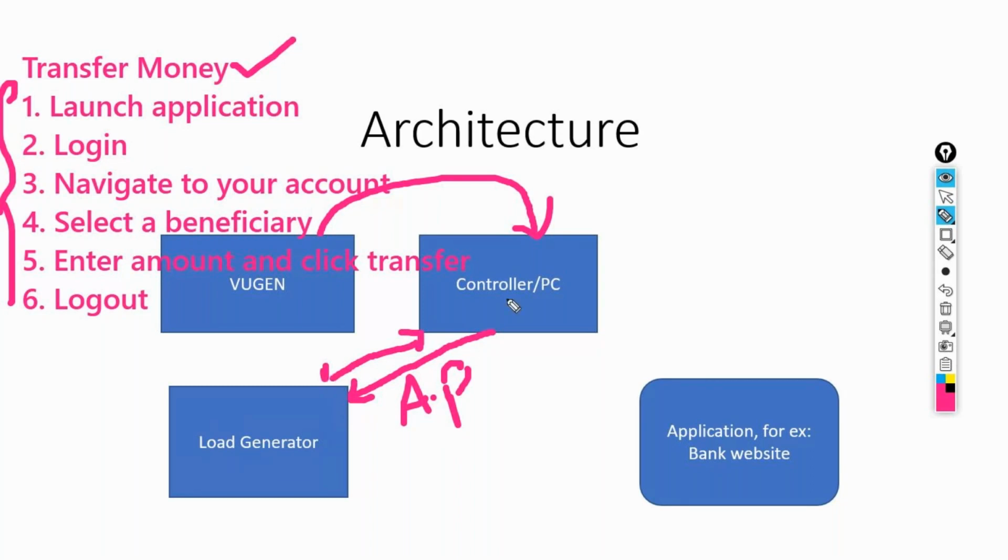Once you trigger the execution, all the files and scripts will be transferred to the load generator and the actual execution happens here. The logs will be sent back to the controller. All the logs and results will be sent back to the controller. Who is taking care of it? The agent process. It acts as a bridge between the controller and the load generator.